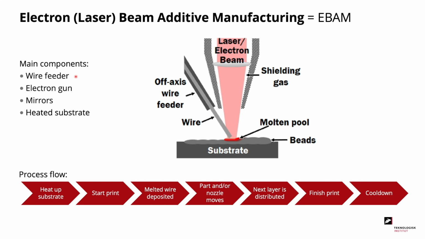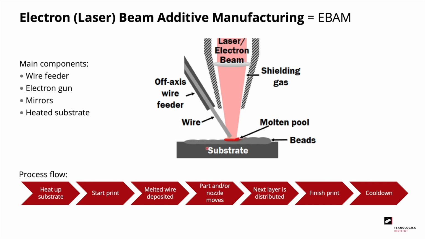If we now take a look at the EBAM technology, we have 4 main components. First being the wire feeder, then the electron gun. We have mirrors guiding the electron gun beam, and then we have a heated substrate. The typical setup of the EBAM system is using an off-axis wire feeder that we see here on the left. That is extruding wire simultaneously as the electron beam is being directed towards the substrate.